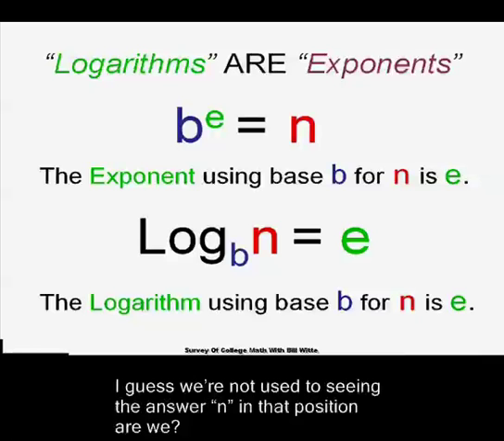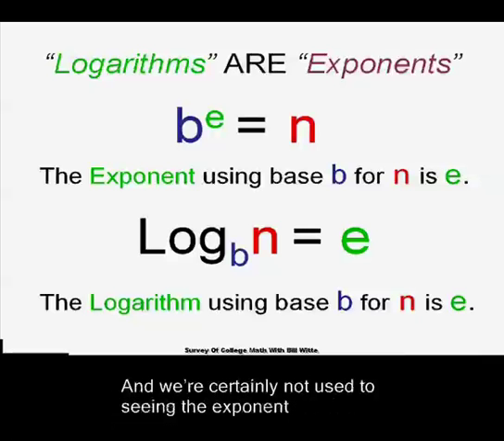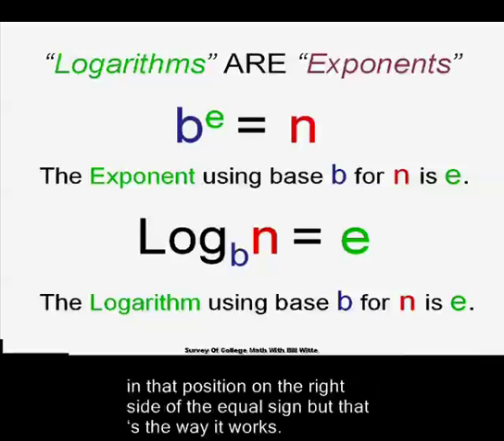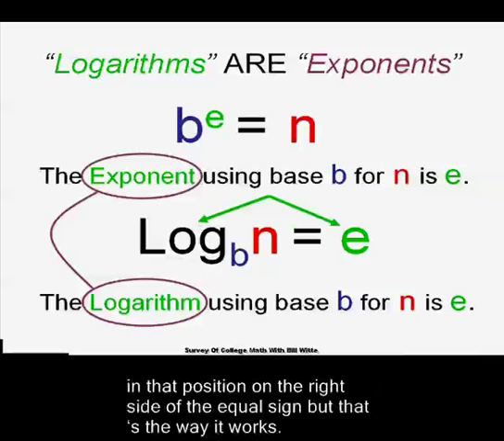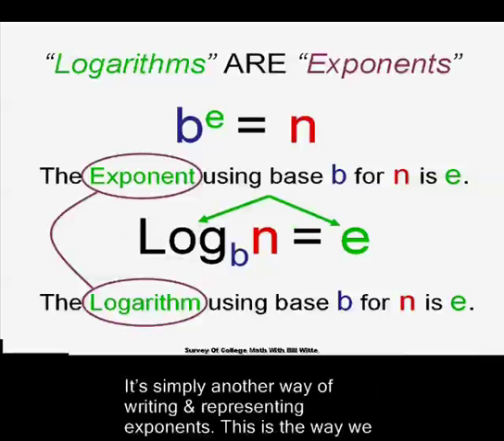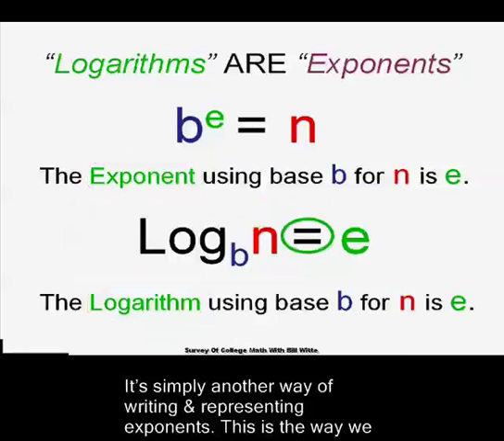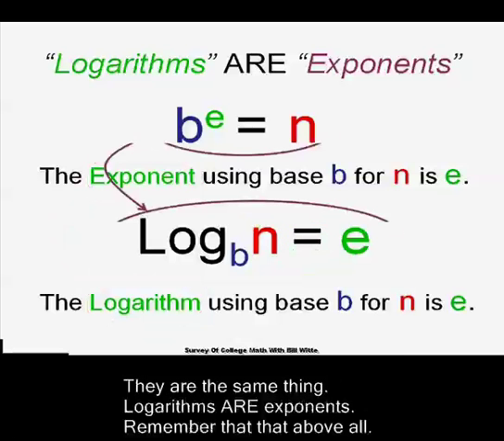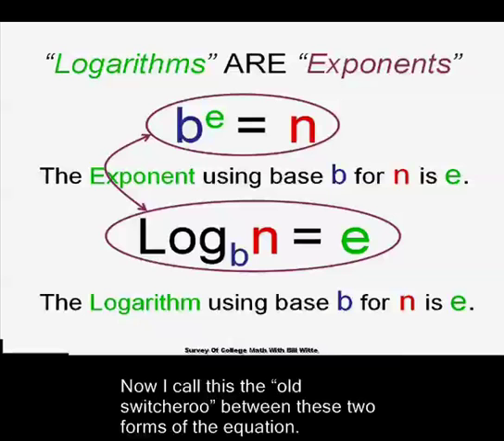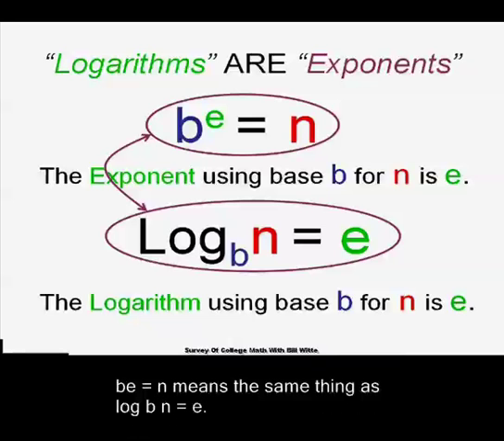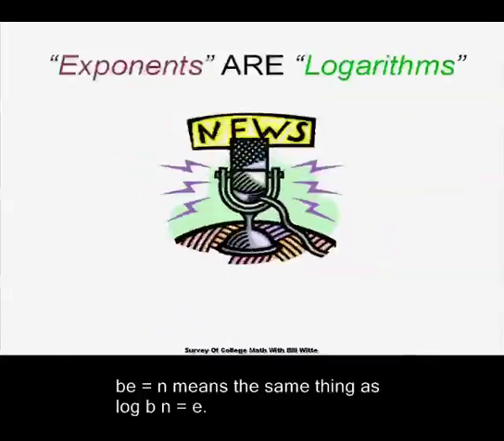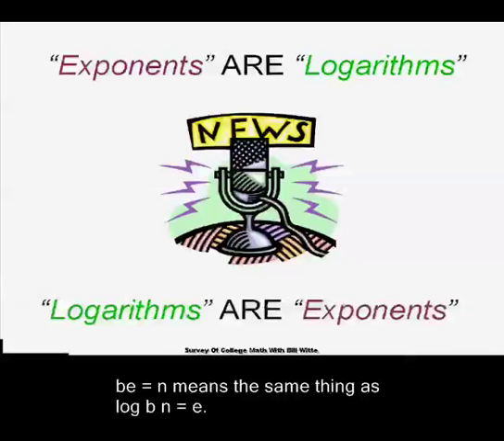Some people like that to be an a. The logarithm is e. You're certainly not used to seeing the exponent in that position, but this is the way we'll work with logarithms, because they are exponents. They're the same thing. Logarithms are exponents. Remember that above all. The logarithm equals the exponent. Now I call this the old switcheroo between these two forms of the equation. B to the e equals n means the same thing as the logarithm base b of n equals e. Once again, logarithms are exponents.